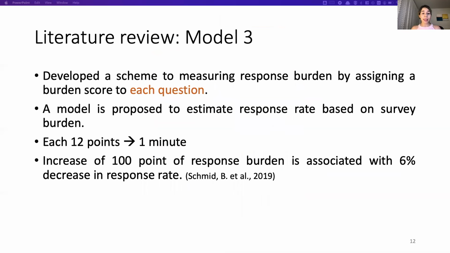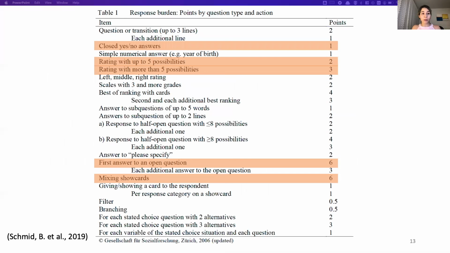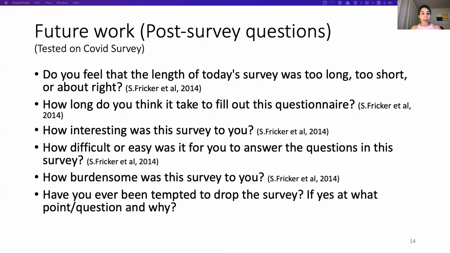And the last one was a scheme developed to measure burden by assigning a single burden score to each question, and then a model was proposed to estimate response rate based on the burden measured. The results show that an increase of 100 points is associated with a drop of 6%. And this is how they gave points to each question. For example, a yes or no question has a point of 1, while mixed show cards can have higher burden points, like 6.